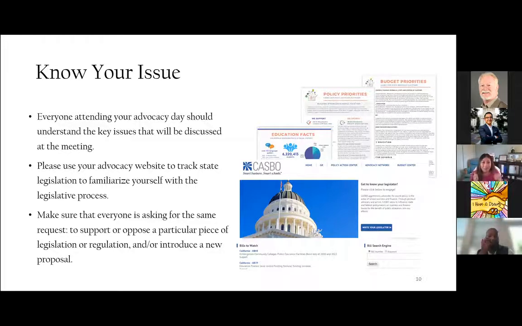So make sure that all of your information is on point. Everyone has read it. Everyone has contact information. Feel free to use different organizations' advocacy tools. You don't have to buy your own tools.